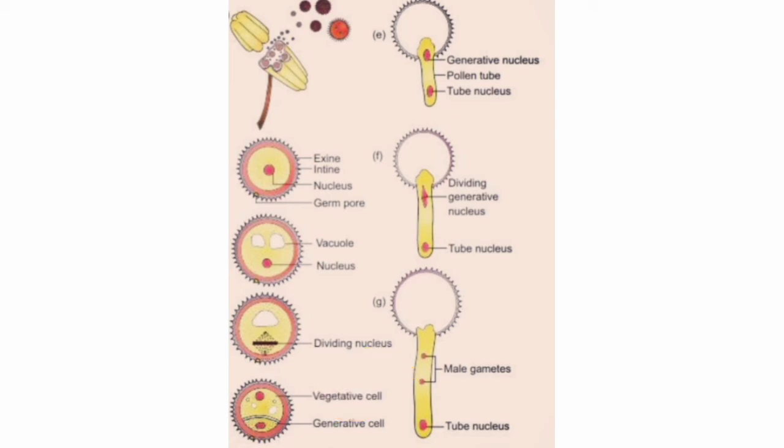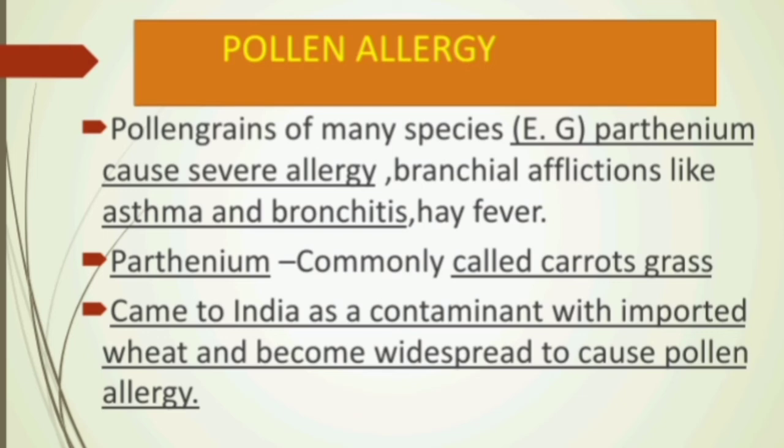Is that clear? And among these 3 cells, one male gamete will go and fuse with the synergid, another one will go and fuse with the egg cell, and the third one will go and fuse with the polar nuclei during the course of double fertilization. Clear? So let's discuss the pollen allergy.